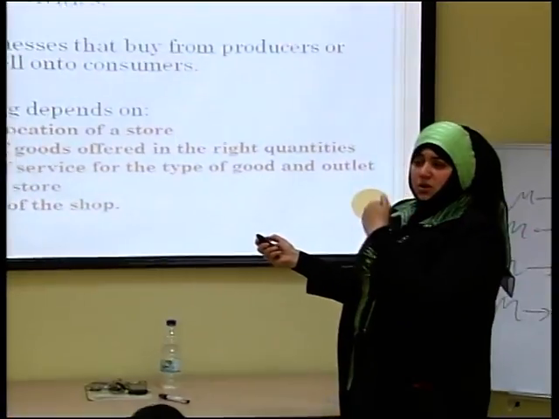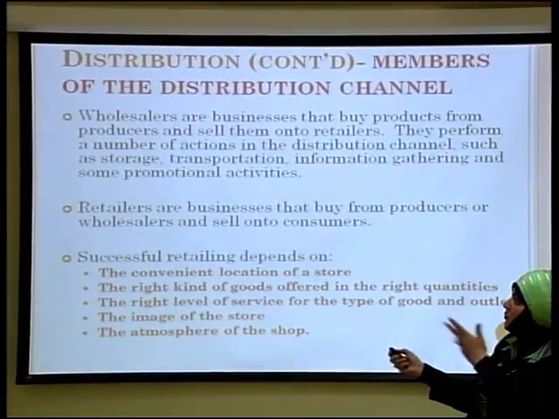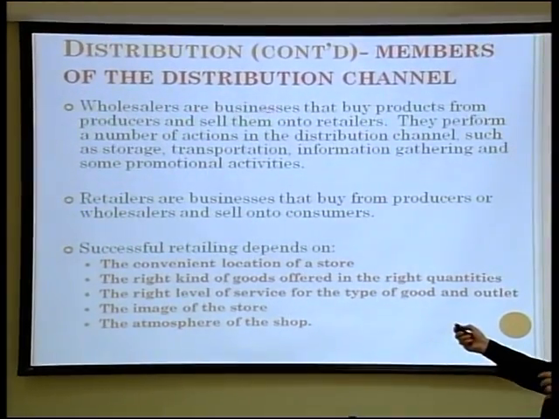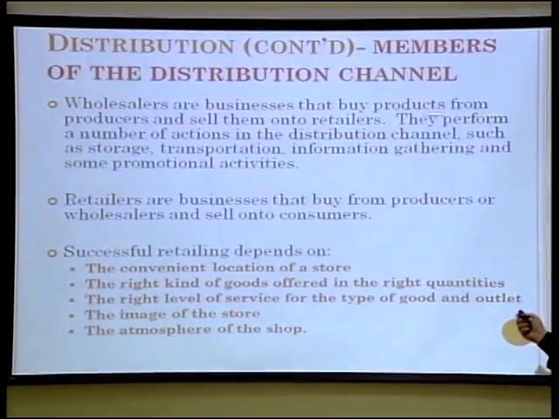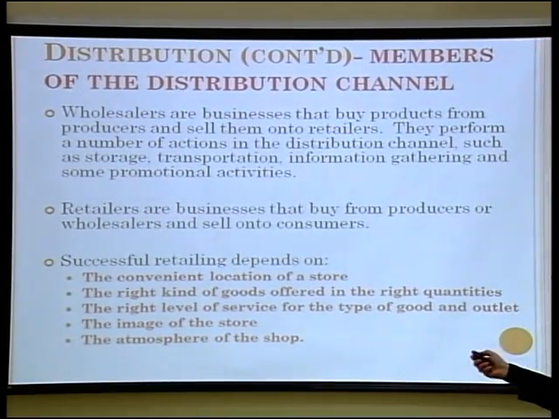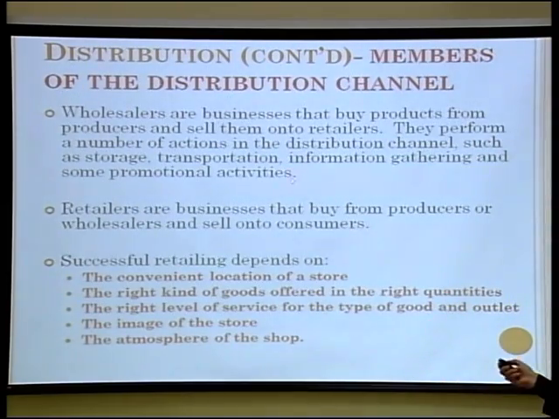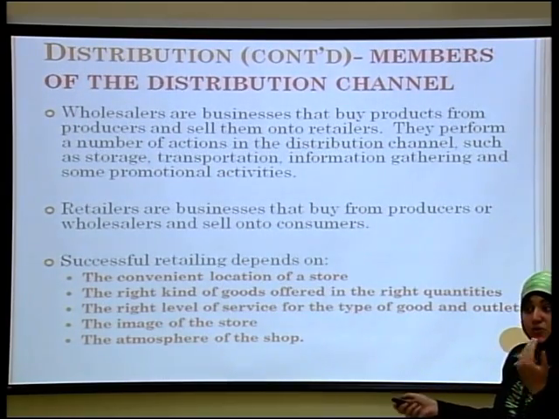Here, they define what we mean by wholesalers. I know that you know them because we went through them. Let's read it quickly. Wholesalers are businesses that buy products from producers and sell them onto retailers. These are the wholesalers. Buy from producers and sell to the retailers. They perform a number of actions in the distribution channel, such as storage, transportation, information gathering, and some promotional activities.